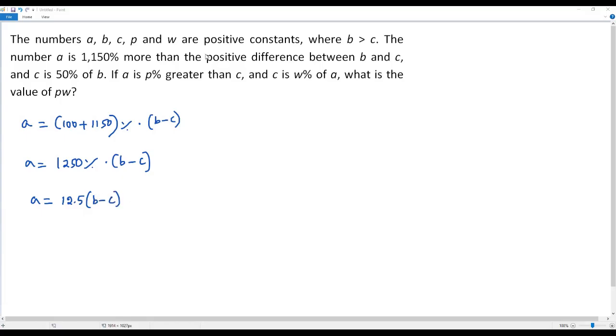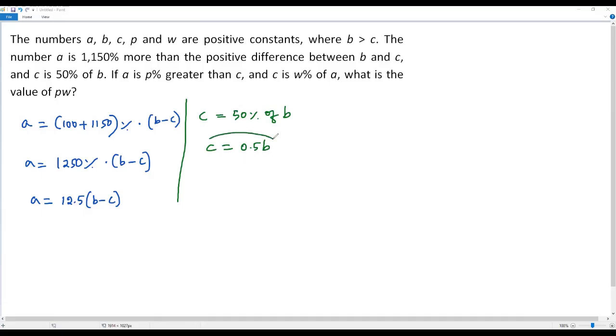Okay, now let me consider the other information. That is C is 50% of B. Okay, let me write it out here. C is equal to 50% of B. Okay, here C equals to, we can write this 50% as a decimal. For that, we have to divide this 50 by 100. When I divide 50 by 100, I am getting 0.5 times B, because when we have the word of in math, it can be considered as multiplication. Then we have 0.5 times B.